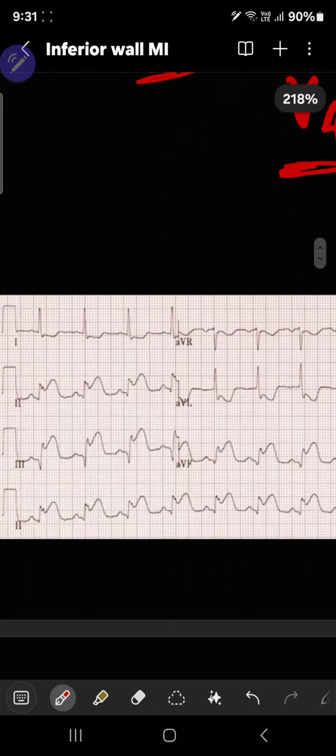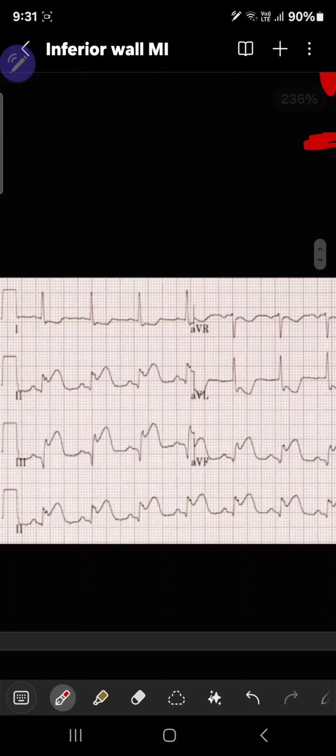And when you see the ECG, what is the diagnostic criterion of inferior wall MI? 2, 3 and AVF ST elevation. In lead 2, lead 3 and AVF there is ST elevation, STEMI, but you can see the ST elevation in lead 3 is higher and in lead 2 it is a little bit smaller, and there are reciprocal changes as usual, and there is ST depression in lead 1.